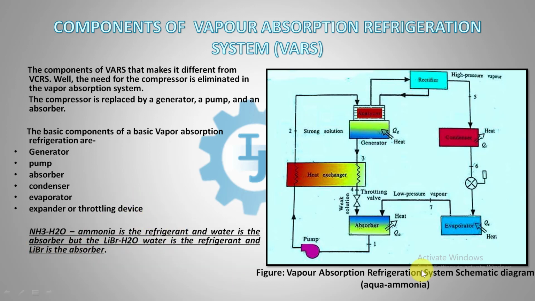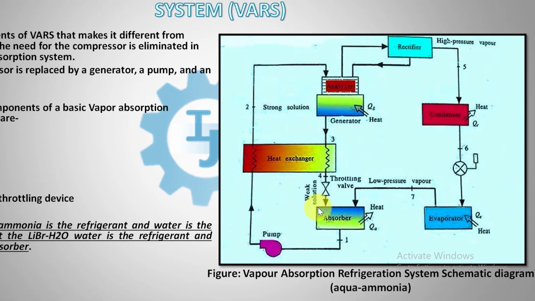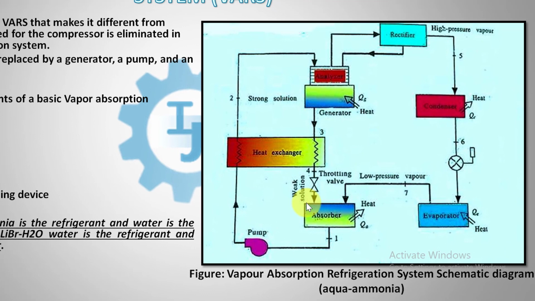We are going to discuss the vapor absorption system. What happens in this process? In the absorber, ammonia is mixed with water and it is known as strong ammonia-water solution. With the help of the pump, this strong solution moves towards the generator where the solution is heated and ammonia is liberated from the water and collected on the top of the generator.